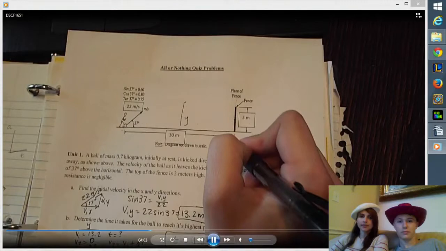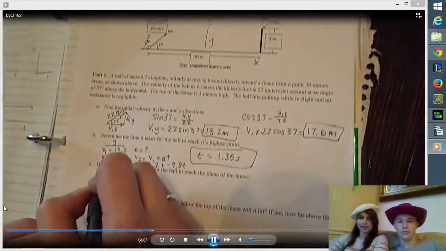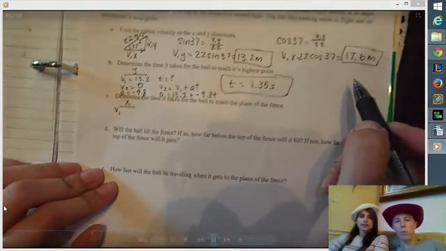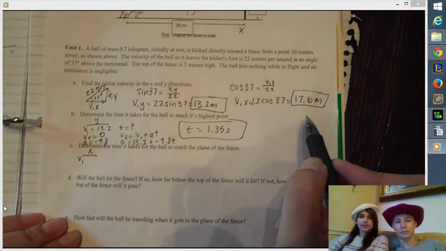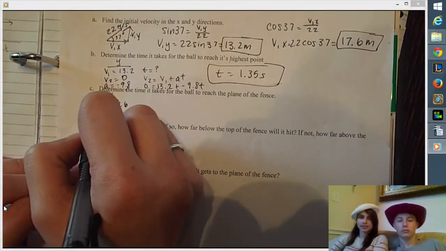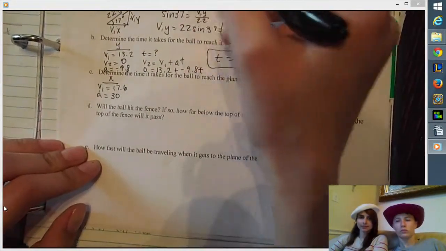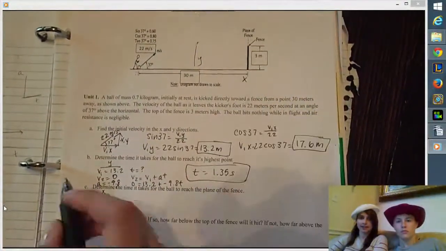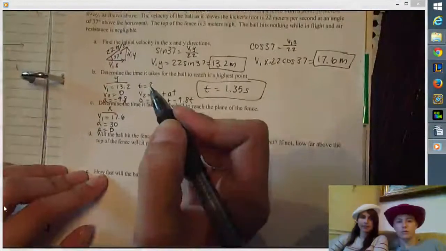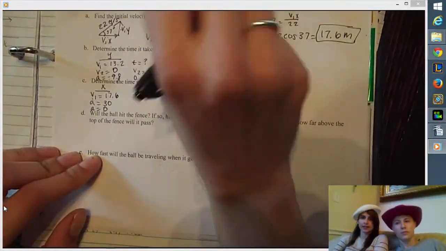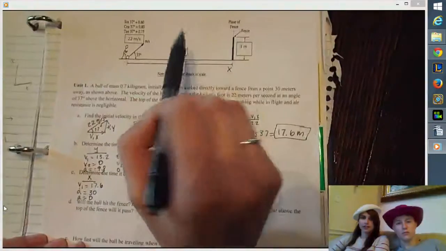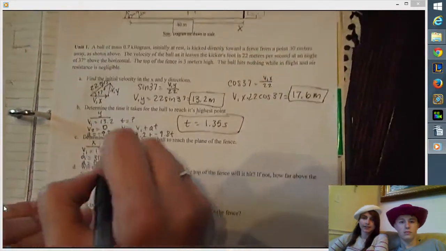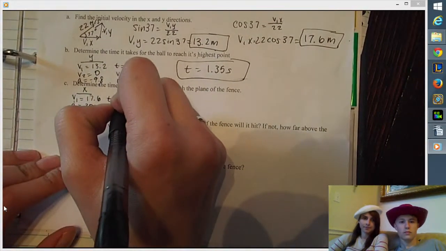Since we're dealing with the x, we're going to make an x column for our components. V1 equals the initial velocity that we got from part A, so it's 17.6, and D equals 30, the 30 meters in the x direction. A equals 0 because it's a constant velocity. We're not accelerating in the x direction. It's only in the y direction that had the acceleration of gravity, and since we don't care about y, we're just doing x. And t is also the question mark again.